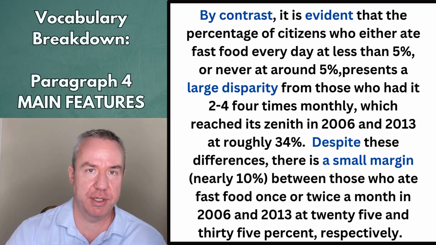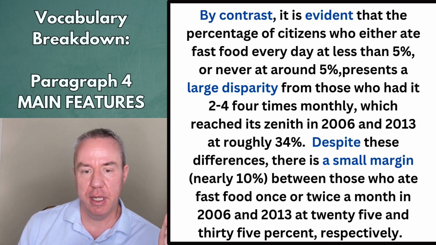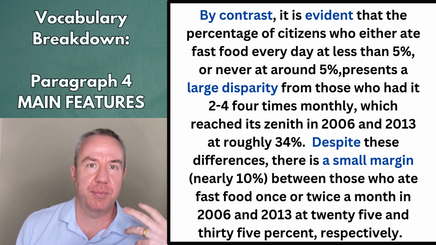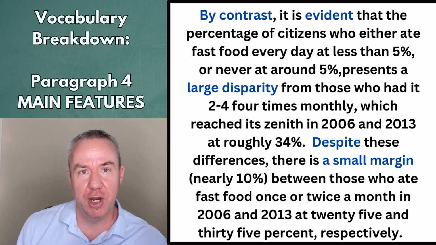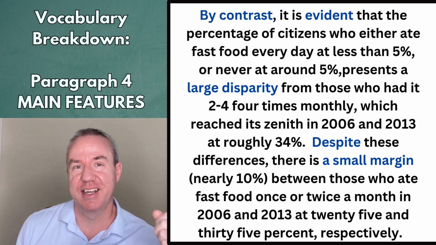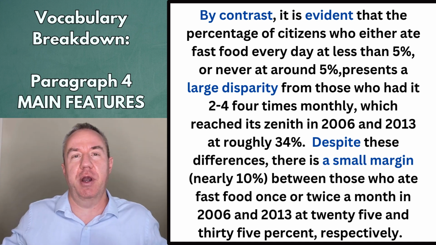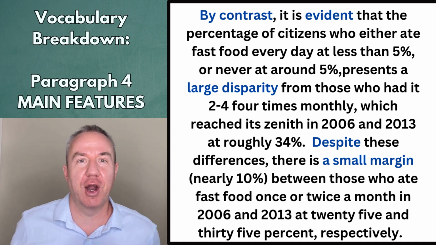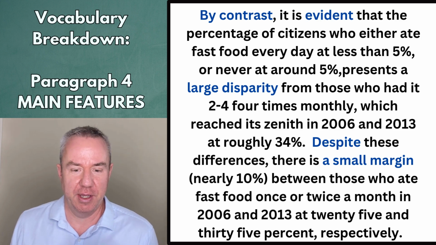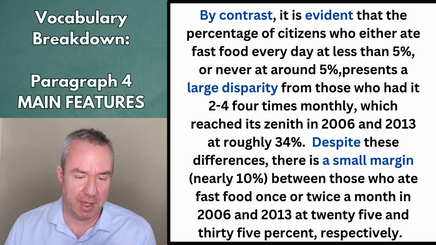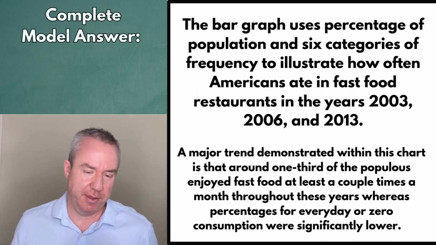By contrast, so now we're comparing again. It's evident. It is apparent. It is clear. We can see. These words all mean the same. We have a large disparity, a big gap, a large disparity. Despite a small margin.